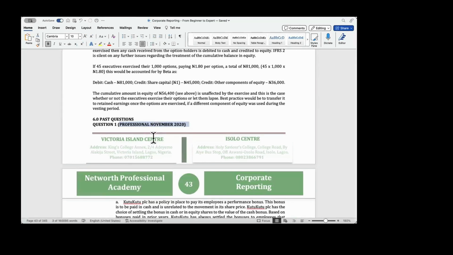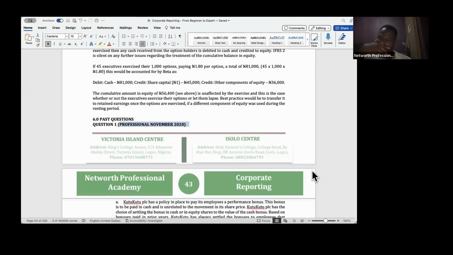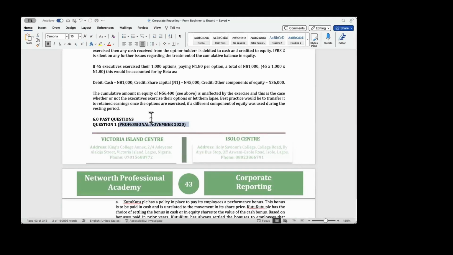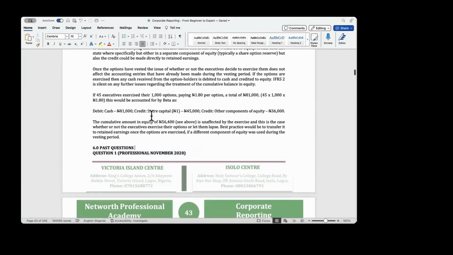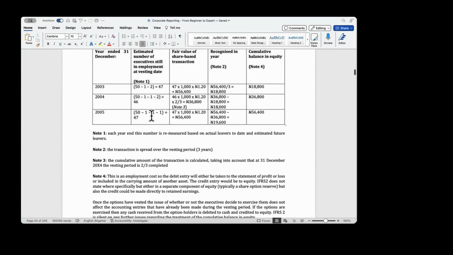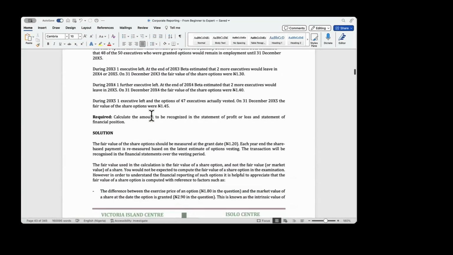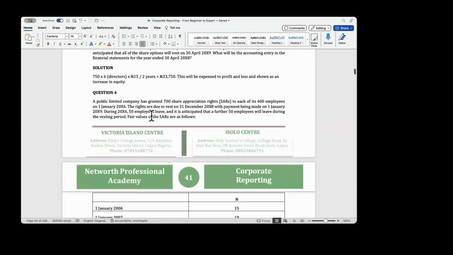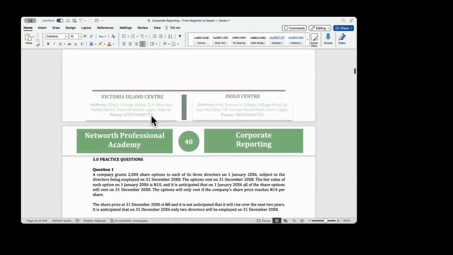So I have a question, please. All right, Amaka. Please, how do we know that it's supposed to be a deferred tax asset or liability?